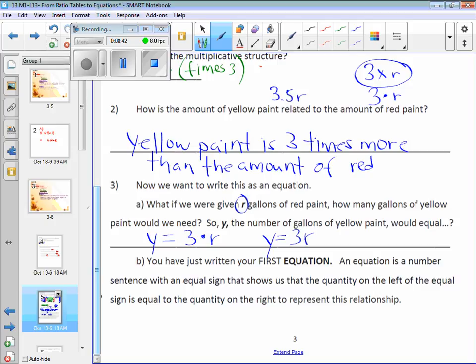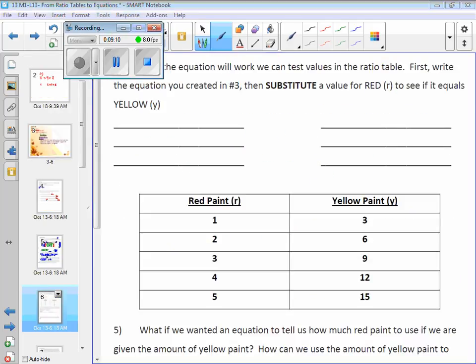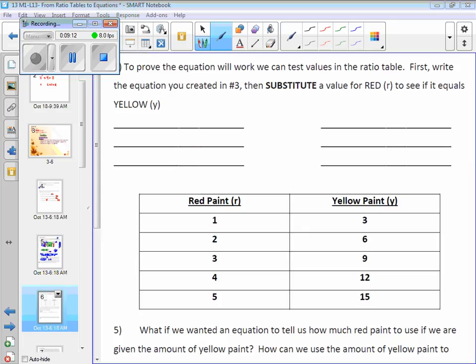Going back to what we're doing, though, let's go back to using the dot. Do you understand that the amount of yellow is going to equal 3 times whatever I have for R? Yes. What you can do if you get confused, and I want you to always do this, is we're going to use substitution to prove that the equation is true.